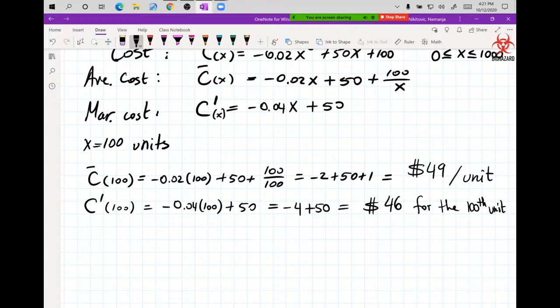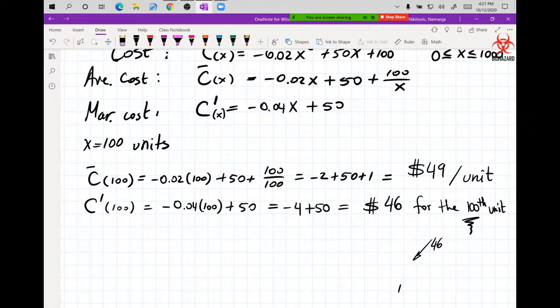So you can see that on average, it costs $49 to produce one unit of whatever you're making, but the 100th unit that came off that conveyor belt, so you made units from 1 to 100, the last unit on that conveyor belt cost $46 to make, where the first one was much higher, about $52.